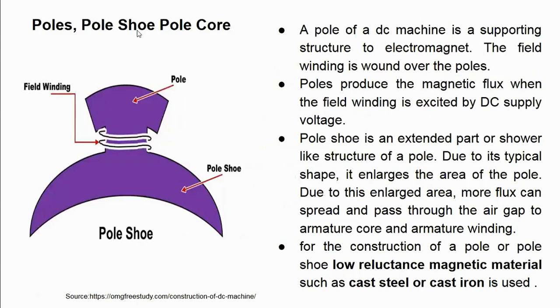Then coming to the poles, pole shoe and pole core. This is the pole shoe, and this is the pole, and you will have the pole core. The poles will be having the field winding. This is the pole shoe, which is the extended part of the pole, which will be of a shovel-like structure. The purpose of this is to provide the support for the field windings. It will not allow the field windings to come out of the pole, and it also serves the other purpose of spreading the flux into the armature core. The poles and pole shoe will be constructed from low reluctance magnetic material.